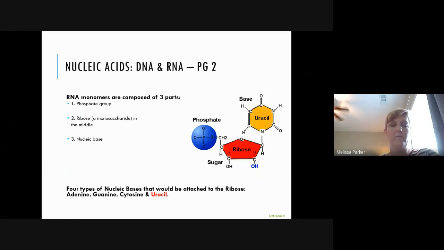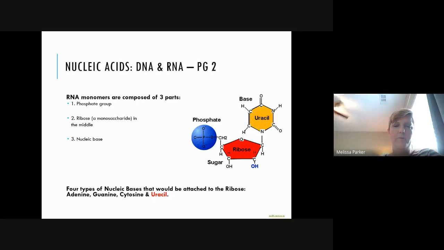It's the blueprint, or it provides the information that's needed, and it tells our body what to do. So if something gets messed up, then that gene is not going to function correctly. And if you remember from before, one gene codes for one protein. So RNA is a little bit different than DNA. We're going to find all this out as we go through the different components that make up RNA and DNA.